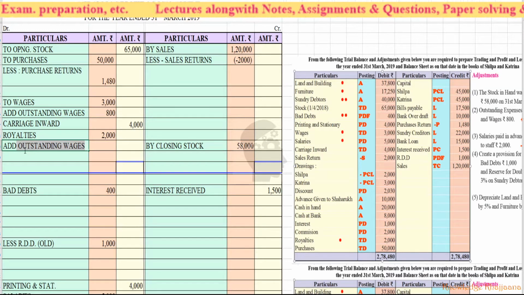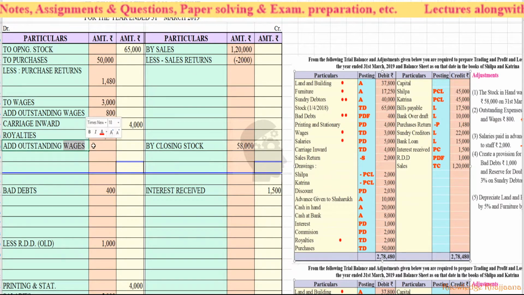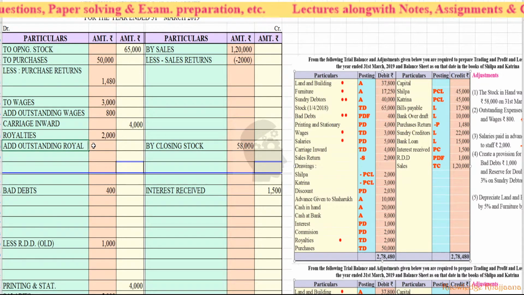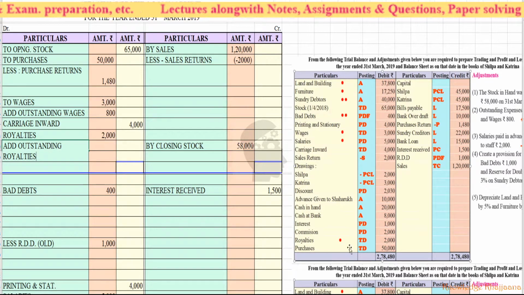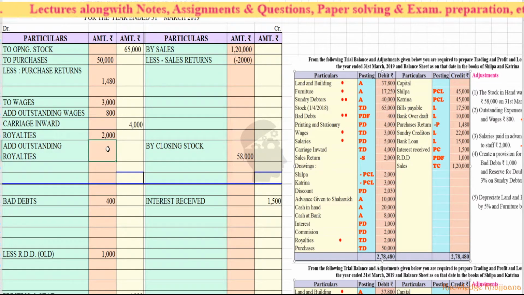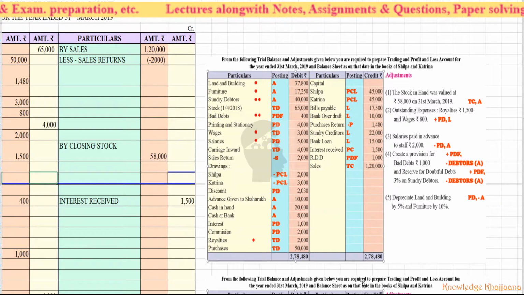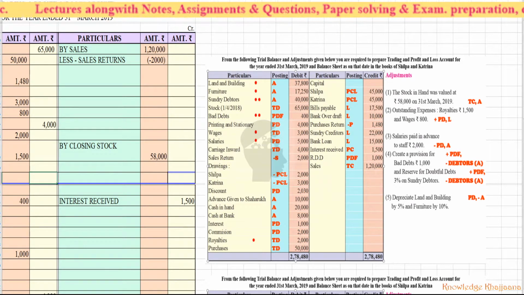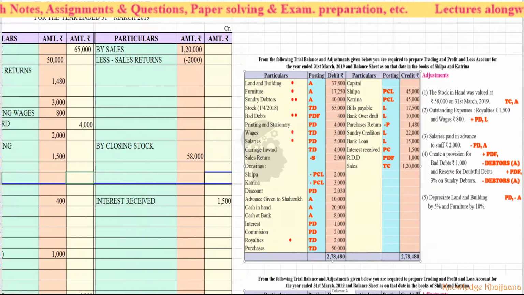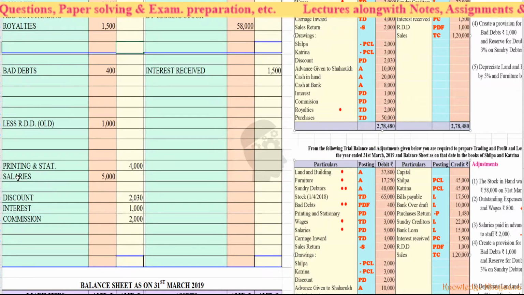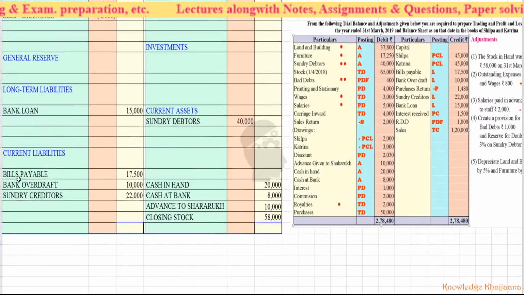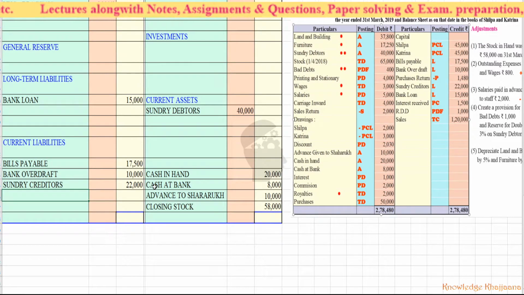Outstanding royalty, rupees 1500. Okay, outstanding royalties rupees 1500. Okay, and that is a liability, so we have to mention it in the liabilities also. Which liabilities? Current liabilities. Okay, what is it?